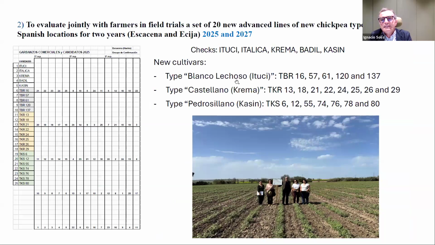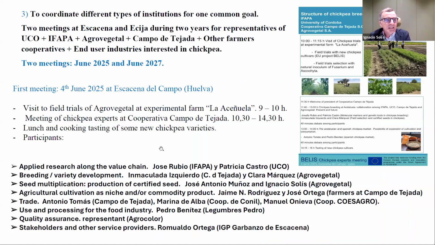The second activity is part of the seed selection program in Agrovegetal in collaboration with Campo de Tejada, to evaluate in field conditions new varieties, type Blanco Lechoso, also type Castellano, also type Pedrosillano, in several environments, several years, to look for new commercial cultivars.